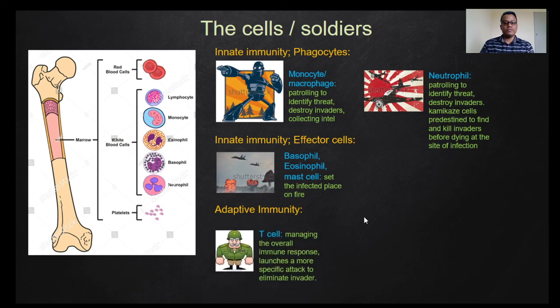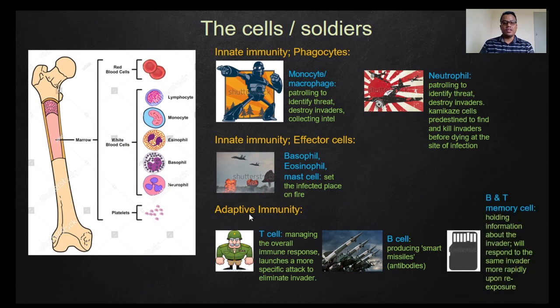Adaptive immunity, we have T cell, just like the general of the army. T cell, managing the overall immune response, launches a more specific attack to eliminate the invader completely. And B cell will produce the smart missiles known as antibodies. These smart missiles will specifically target the pathogens or invaders, and they will be released into all body areas.